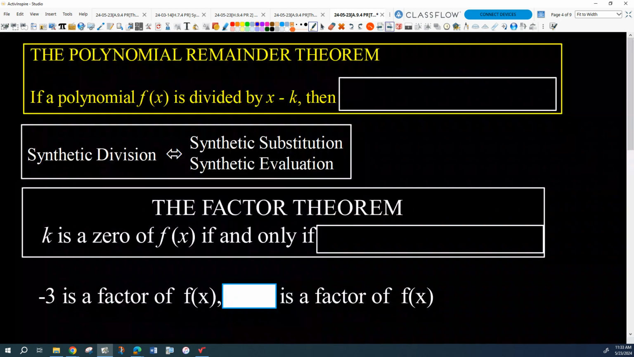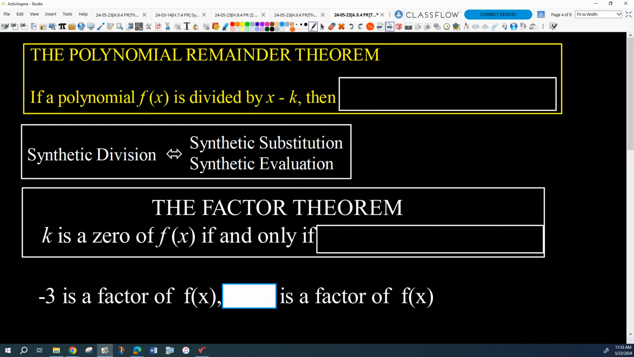So what's that tell us here then? If we're dividing by x minus k, what's the number that goes out in front of the synthetic bracket? K is just a number. It's going to be the opposite of that sign. So if x minus k is a factor, what should the remainder be? When I run that number k through synthetically, what would have to be in the remainder box if this is a factor? It'd have to be 0.